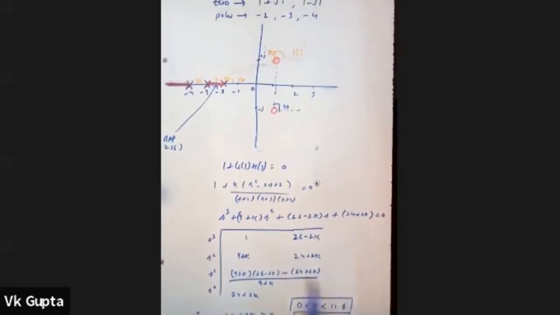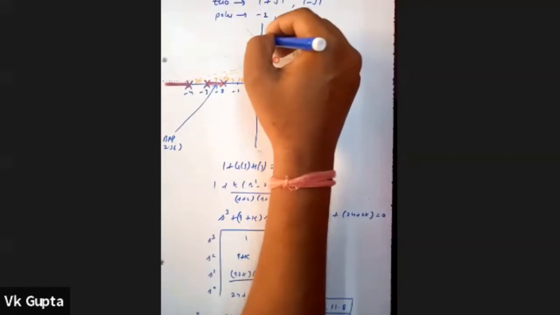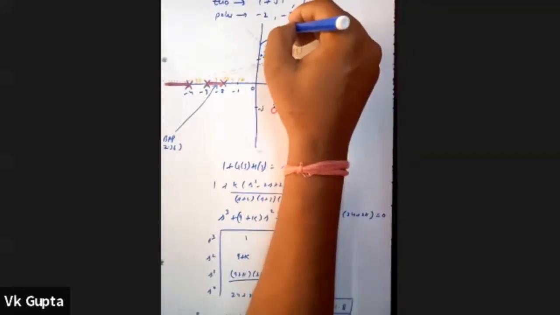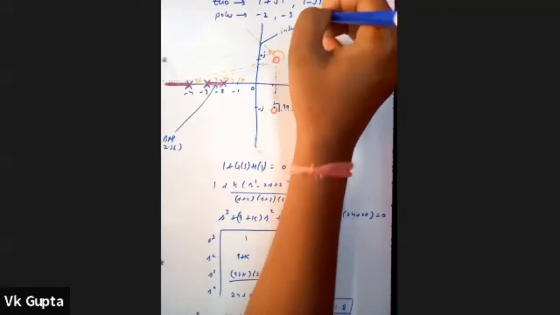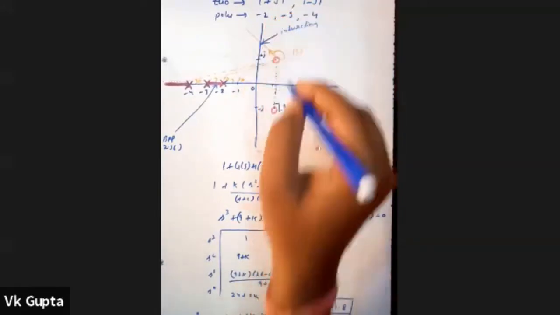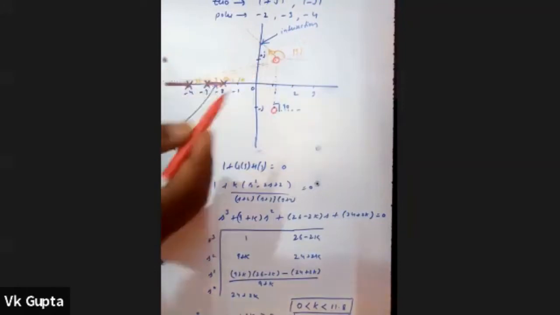So let us mark here 1.5. This is the intersection. Now we can compute our root locus. So this is our intersection and the angle of arrival, it is matching.